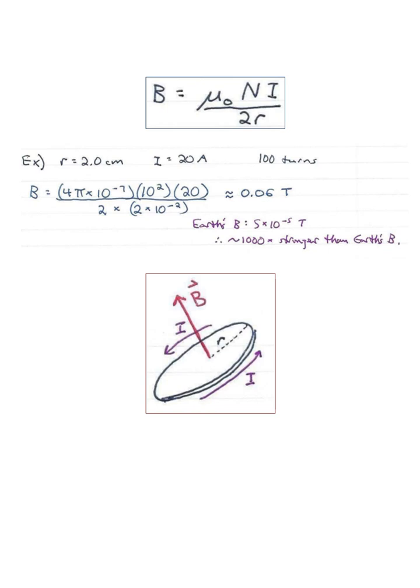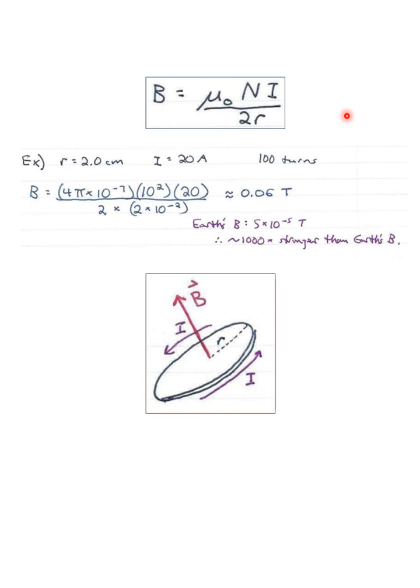There's the equation again, that the magnetic field is mu naught times N times I divided by 2R. Let's look at an example. Let's say we have a coil that has a radius of 2 centimeters and a current of 20 amperes, and let's say it coils around many times for 100 turns.